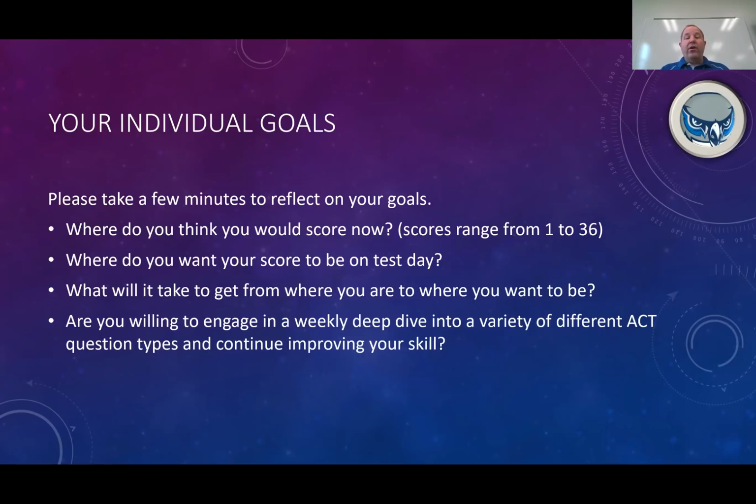Now here's the next one. Where do you want your score to be on test day? So whenever you take the actual ACT, not the practice one in October, but the one that you would send into colleges, and you can take this test multiple times. I think last year we had a senior that had taken the test like 7 times throughout high school. I don't recommend 7 times. I'd like you to only have to take it once and have that one time be your best score. But what would you want your score to be?